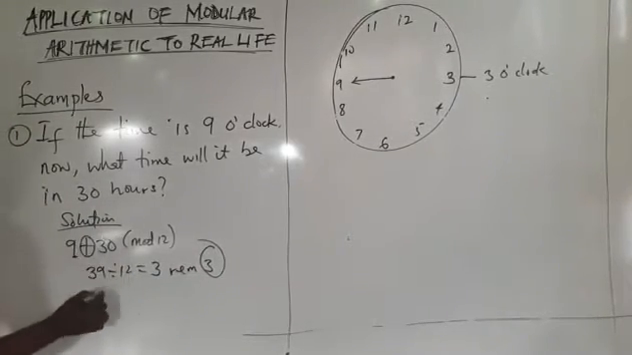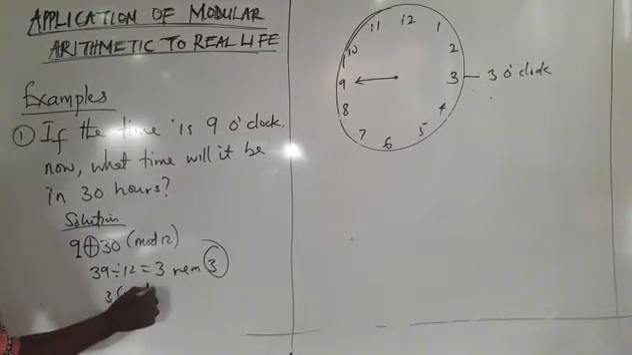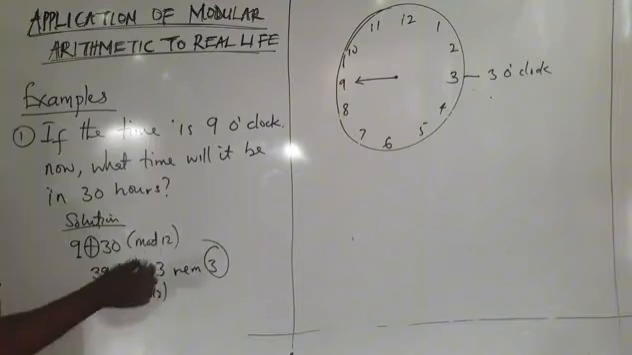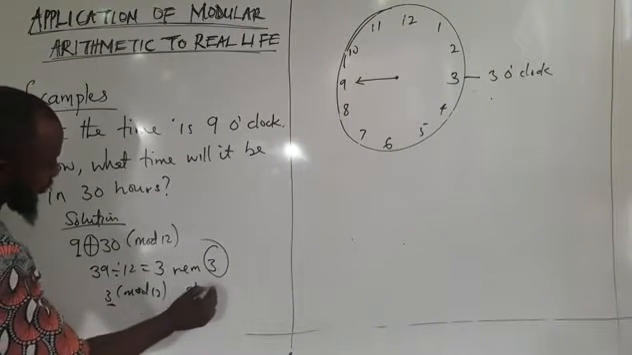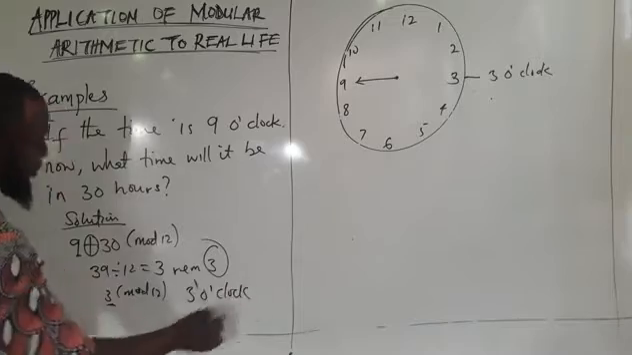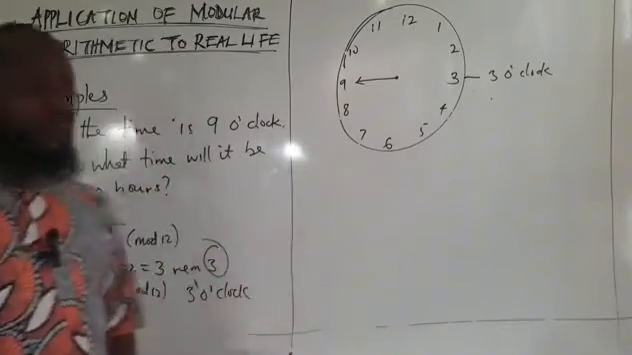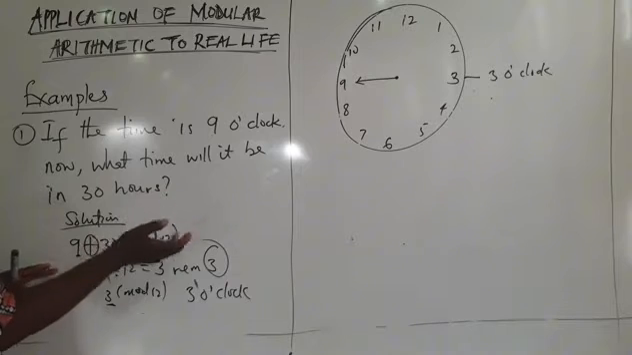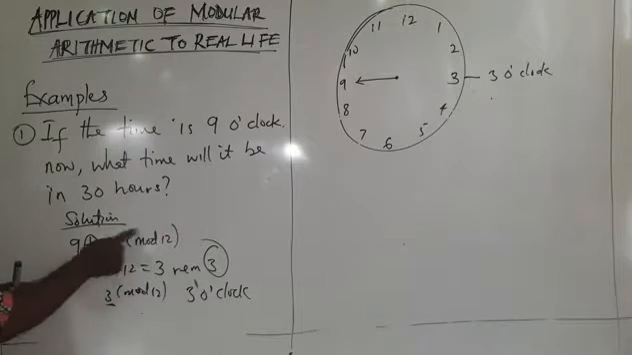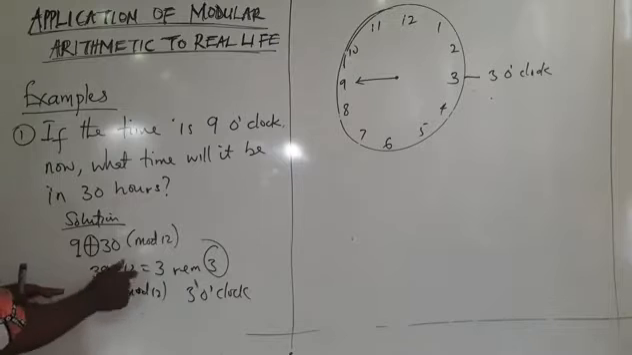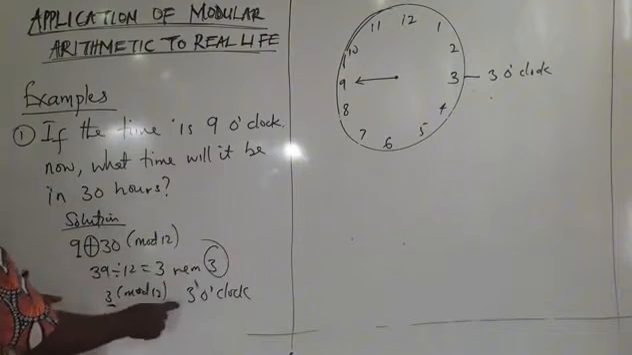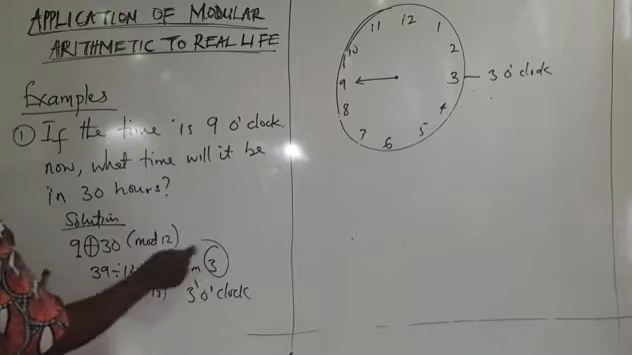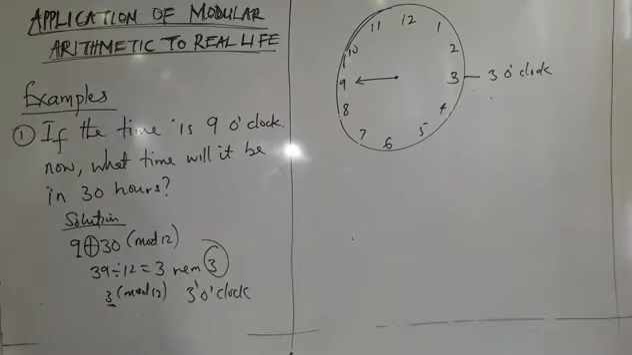So 9 plus 30 is equal to 3 mod 12, and the 3 means it is 3 o'clock, which is the same thing we have here. I hope this is very clear. So if the time is 7 o'clock now, then 7 plus the next 30 hours will give us 37 divided by 12, in modulo 12, which gives us a remainder of 1, and that remainder is our answer. Hope that is very clear. So that is that on looking for the time in a day.